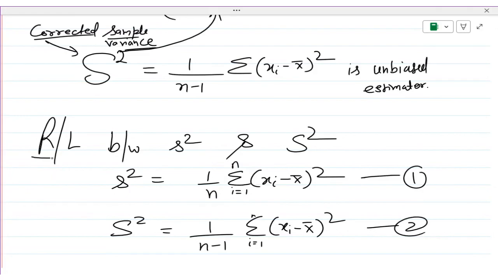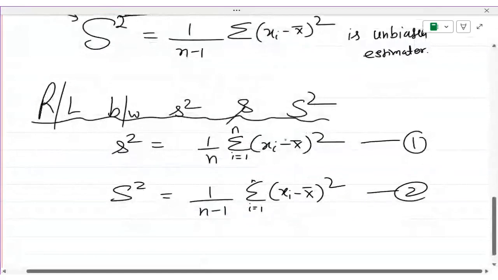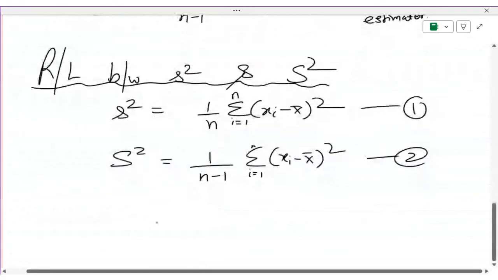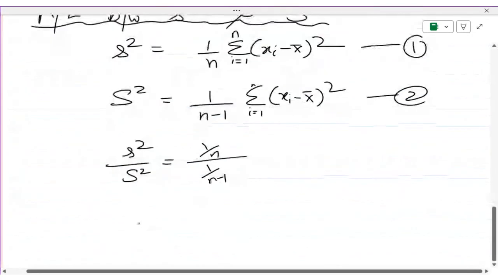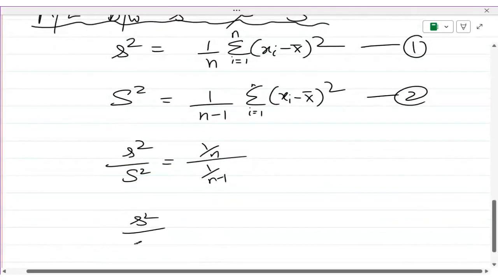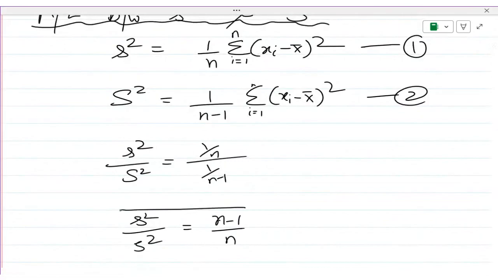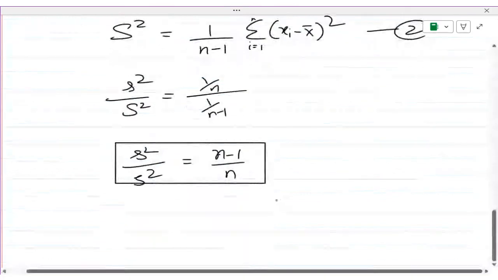So if you divide equation number 1 and 2, this same summation will get cancelled out, and you will be left with small s square divided by capital S square, which is equal to 1 by n divided by 1 upon n minus 1. Or you can say small s square upon capital S square is equal to n minus 1 divided by n. So this is the relationship between sample variance and corrected sample variance. Any doubt, students, in this?